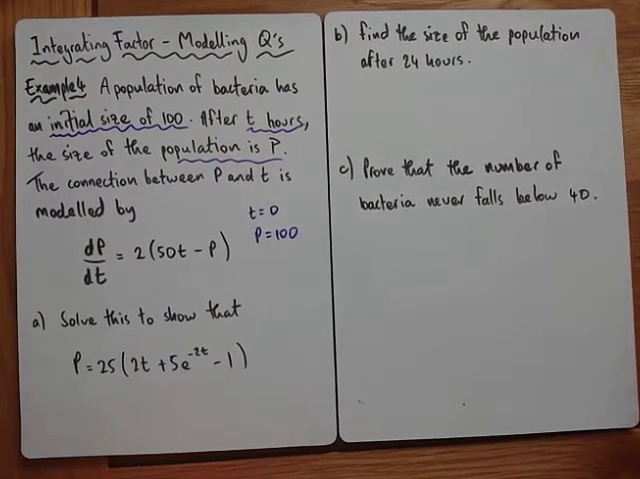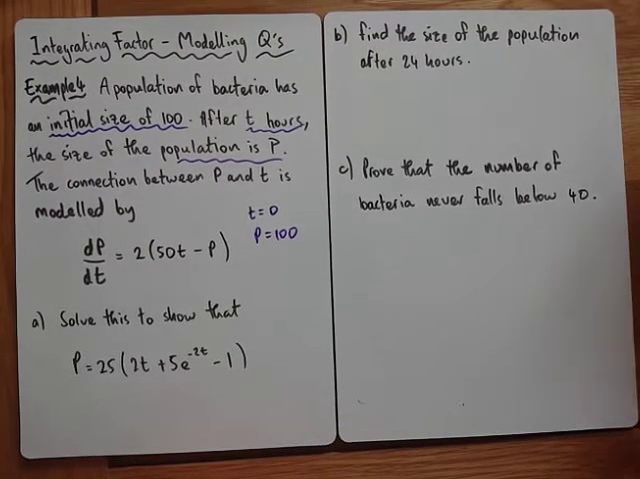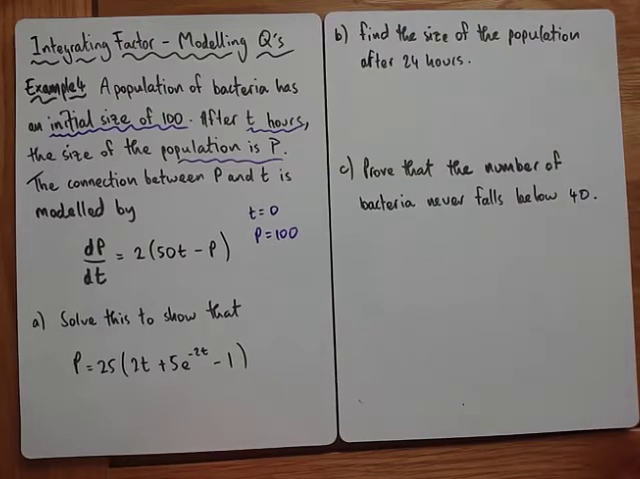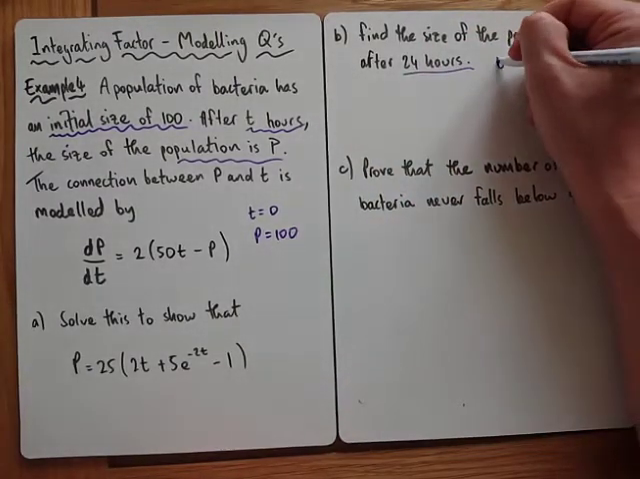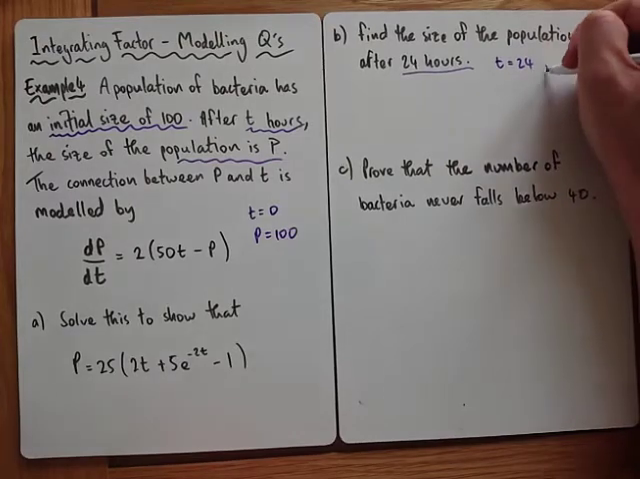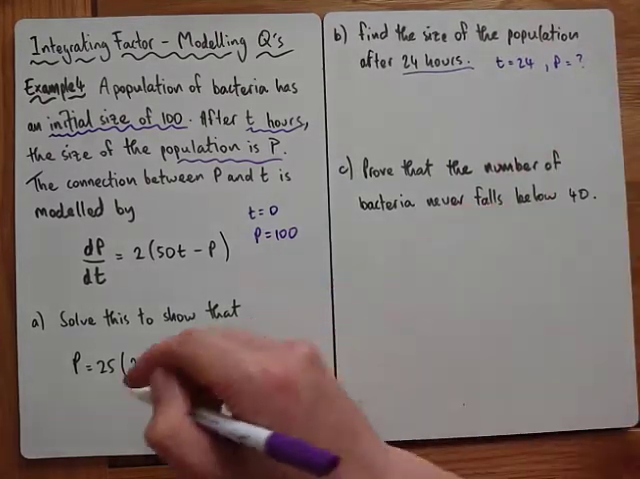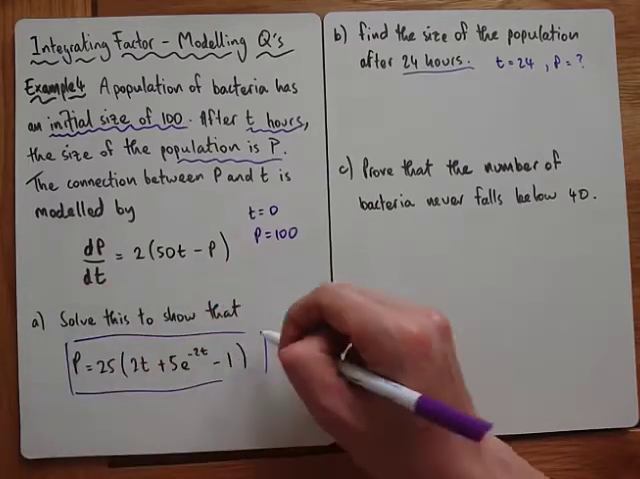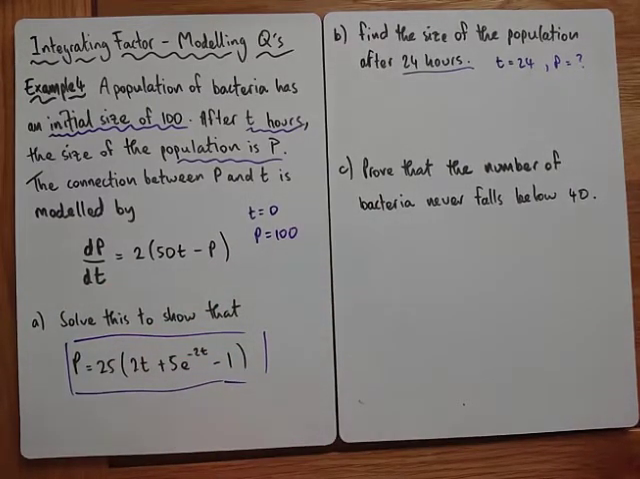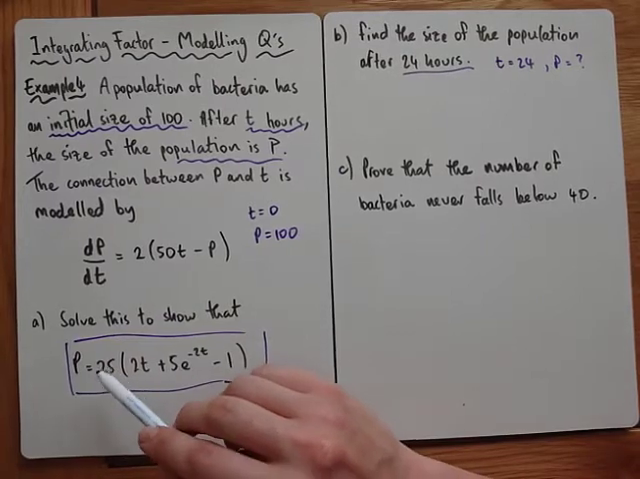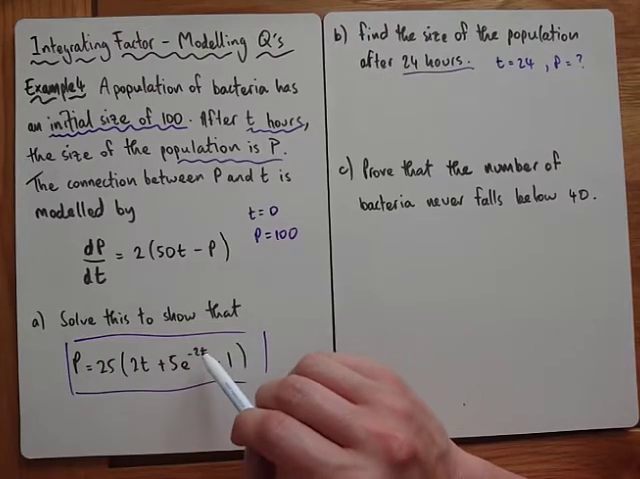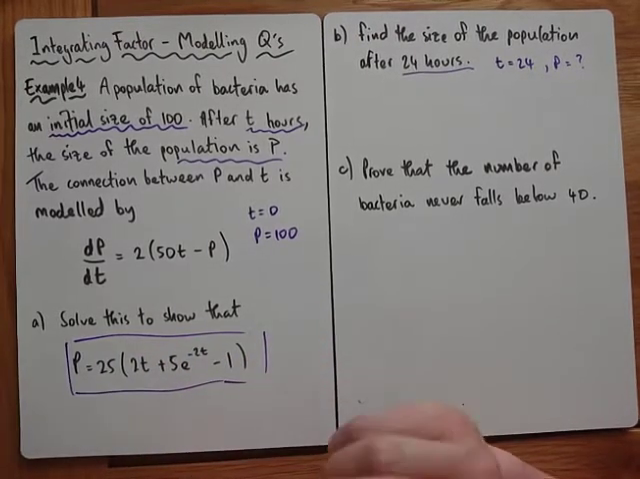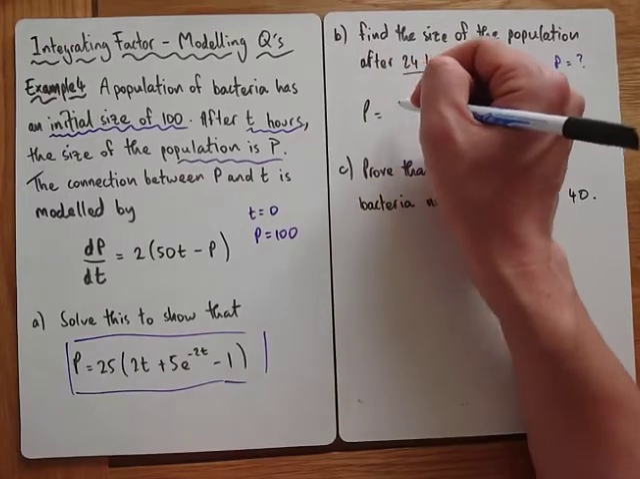Okay, there's two follow-on questions once we've solved our differential equation. First one's relatively straightforward. The second one's quite tough. First one says find the size of the population after 24 hours. Time is measured in hours, so it's basically saying, look, t equals 24, what does p equal? And obviously, the great thing about this question is once you've solved your differential equation, this equation gives you the link between the time and the population. So if I wanted to know what the population was at a certain time, I can just substitute into this.